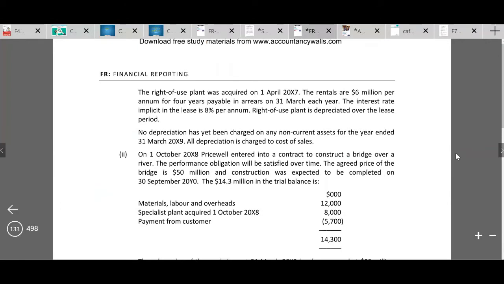The right of use plant was acquired on 1st April 2007. 1st April, again 2 years back. The rentals are 6 million per annum for 4 years. So the lease is for 4 years in arrears. That means not in advance. The interest rate implicit is 8% per annum. The right of use plant is depreciated over the lease period, which is 4 years.